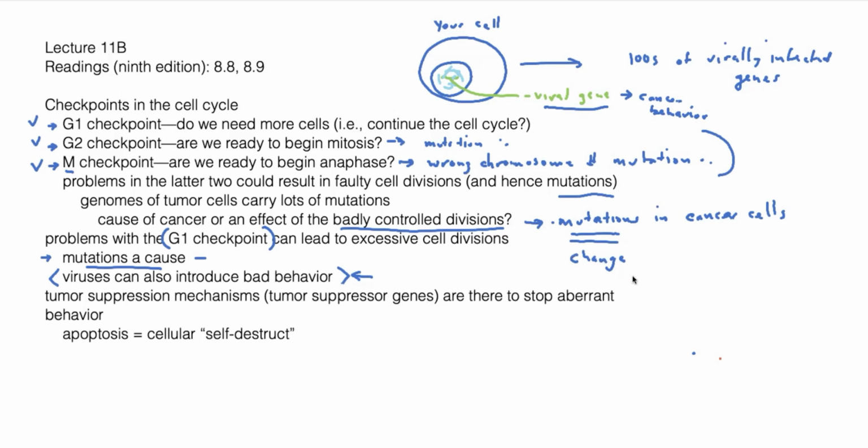Now, since I've already let the cat out of the bag when it comes to genes, genes that normally make the G1 checkpoint behave well, if we change those genes, the G1 checkpoint doesn't do what it's supposed to do. The viruses can carry genes that make the cell behave badly.